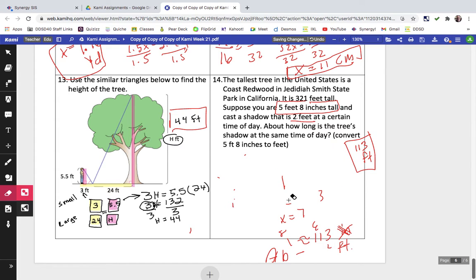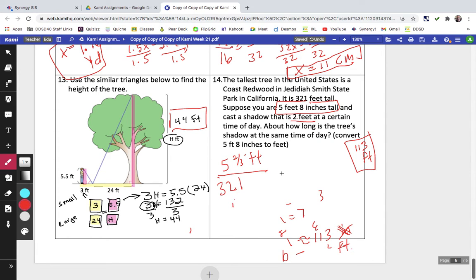And this time we're just going to use a decimal. 8 divided by 12 is 0.6 repeating. Or we could do it this way. Instead of 5 feet, we could say 5 and 8/12 or 2/3 of a foot. So a person is 5 2/3 feet tall, and the tree is 321 feet tall. The person's shadow is 2 feet.